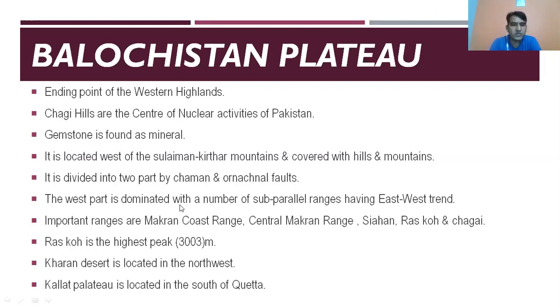The west parts are dominated by a number of subparallel ranges, with ranges having an east-west trend. Important ranges found in Balochistan are the Makran Coast Range, Central Makran Range, Siahan, Rasko, and Chagi. Rasko is the highest peak, at 3,000 meters. The Kharan Desert is also located in the northwest of Balochistan. Kharan is a desert particularly found in Balochistan. We'll discuss it later when we talk about the deserts.